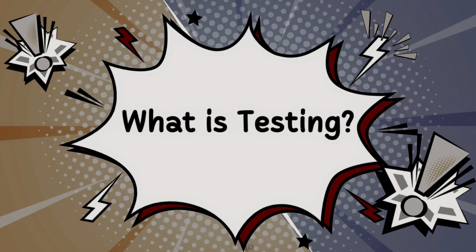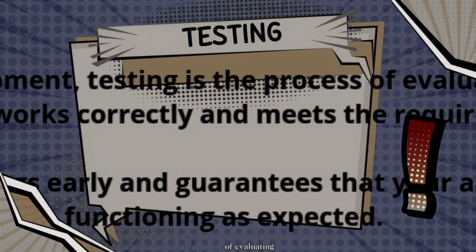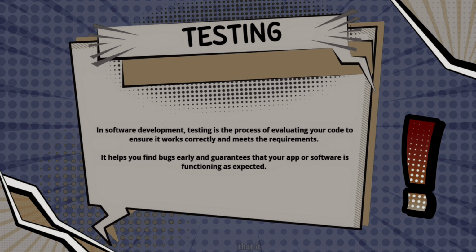Today, specifically in this video, I am going to be talking about the differences between manual testing and automated testing. But before we go into all of the differences, let us define what testing really is. In software development, testing is the process of evaluating your code to ensure that it works correctly and it meets all the requirements. Testing helps you to find bugs and it guarantees you as the developer that your app or your software is functioning as expected.